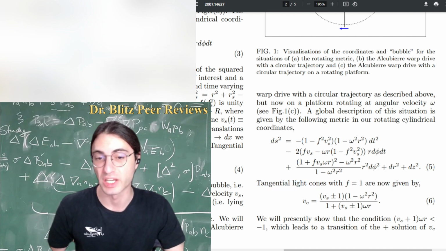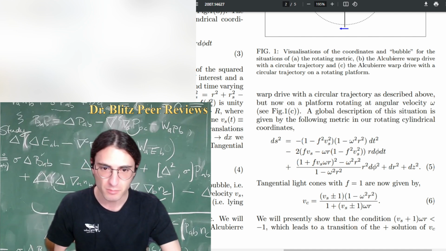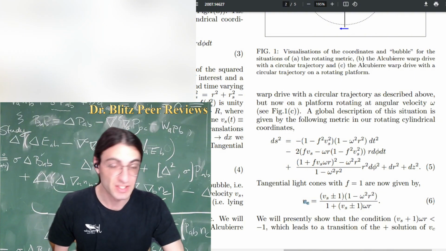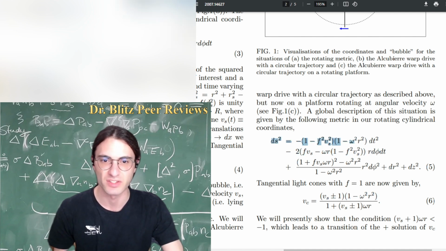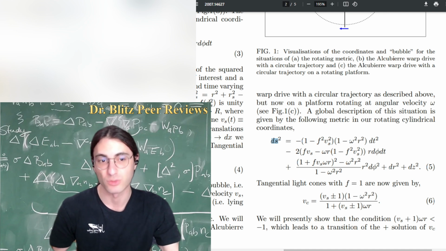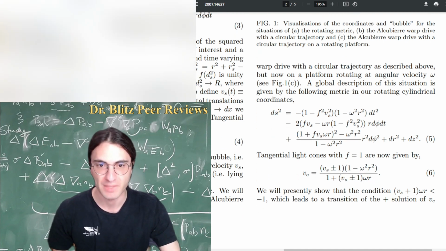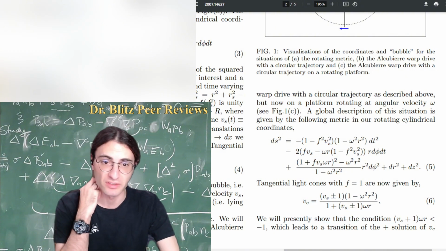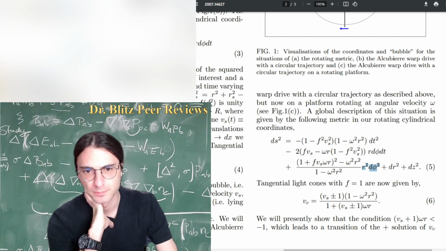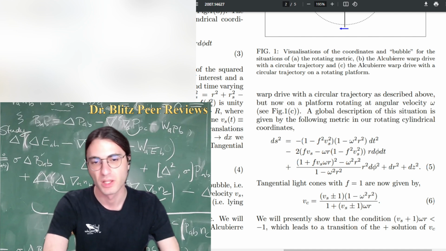Then they say the tangential light cones. Again, this is how fast light is traveling in front of you and behind you, with f equals 1, so if you're on the warp drive. This is the speed of these light cones. And you can roughly figure this out just by setting the left-hand side of this equation to 0, and then you can solve for d phi dt. That'll give you v sub c. And this gives you the speed here. That should be pretty easy to see. You just look at this term here. Sorry, not that term. Well, there's some algebra to do, but in principle, it's doable.